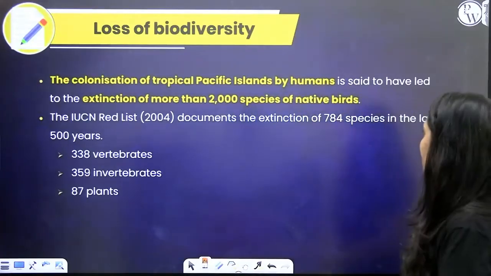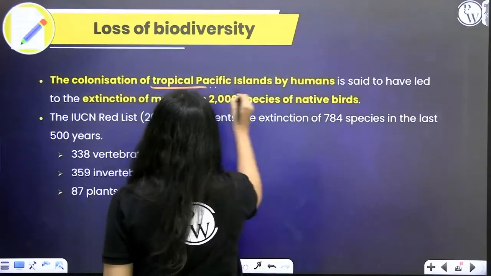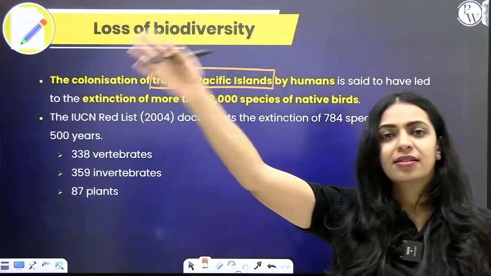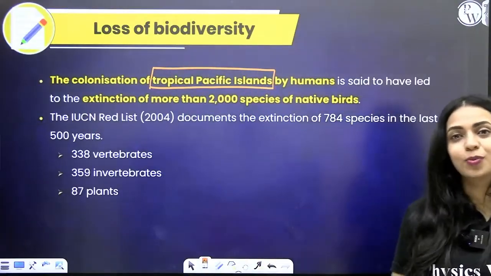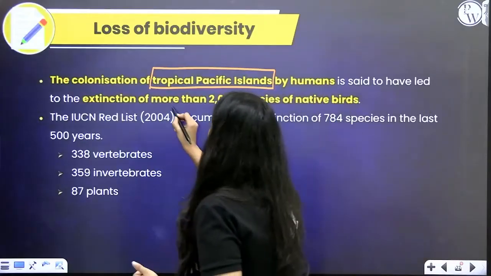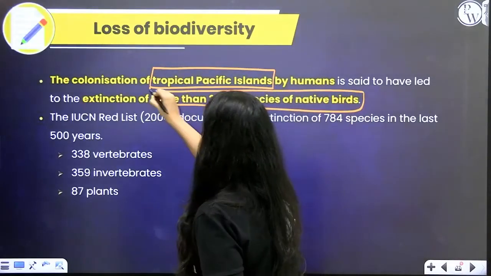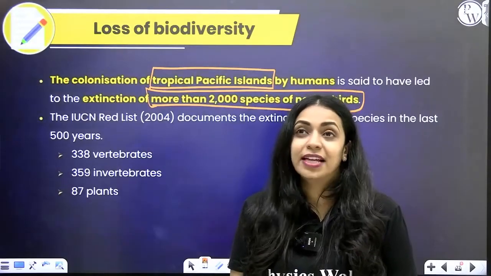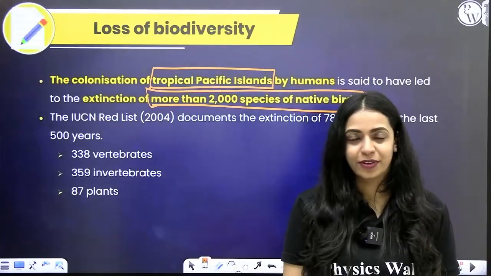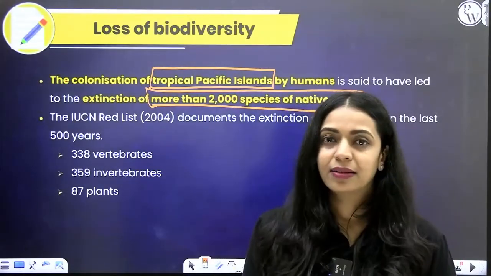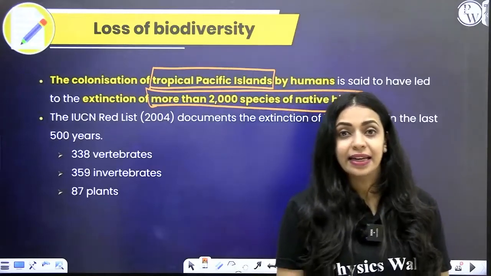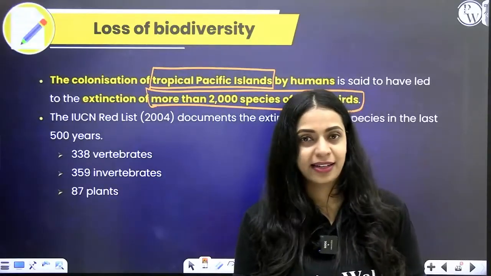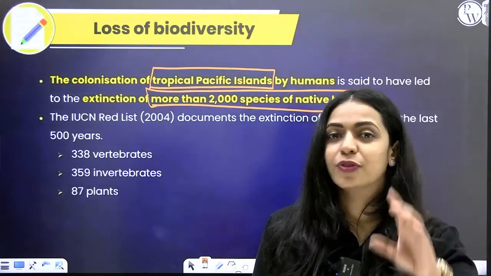Now, the tropical Pacific Islands initially did not have humans. Humans colonized the tropical Pacific Islands, and once humans colonized them, more than 2,000 species of native birds went extinct. That's what humans are capable of. They went into that island, they colonized that island, and they killed the native species of birds that probably evolved there and were happily thriving there, just because of human activities.